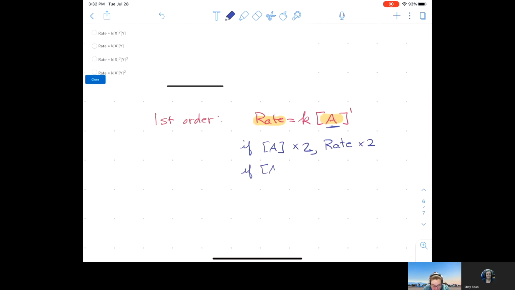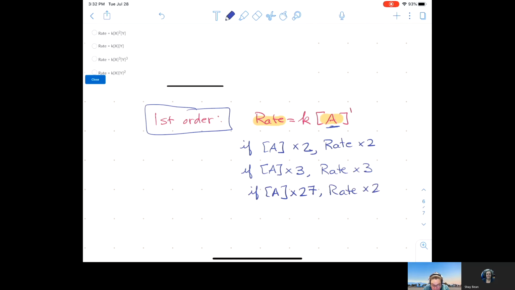If the concentration of A triples, and it's first order, this assumes that I am first order, then the rate goes up by 3 raised to the first power, so the rate also triples. So the pattern we see for a first order is that the rate does the same thing that the concentration does. If the change in concentration is by 27, that means the rate will also change. It'll go up by 27 because that's the pattern.